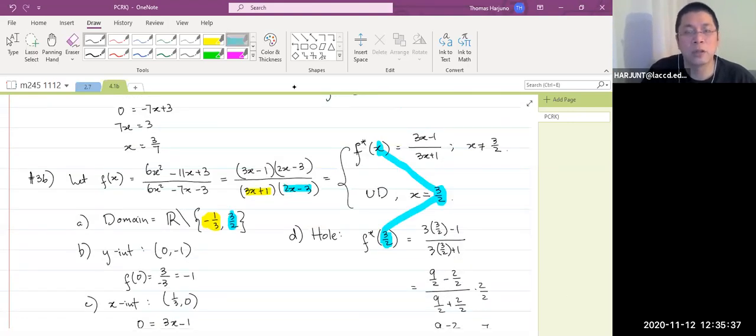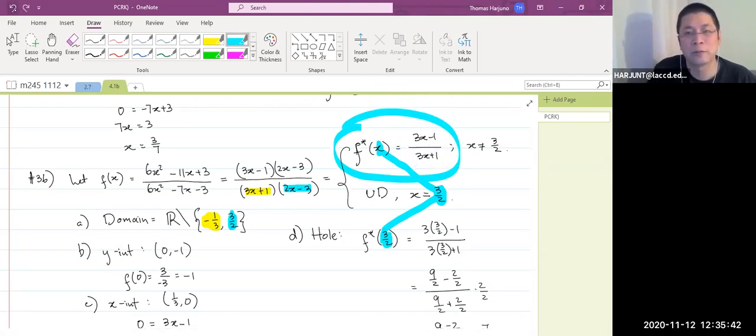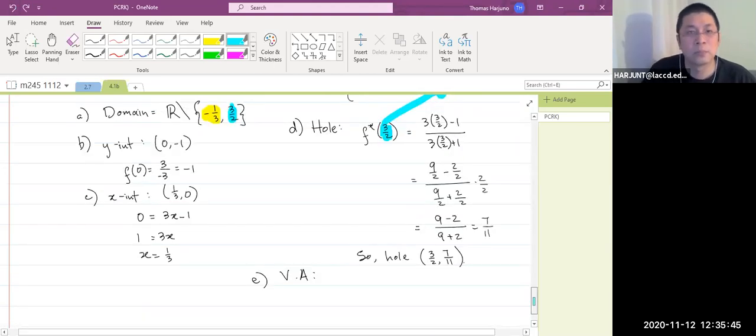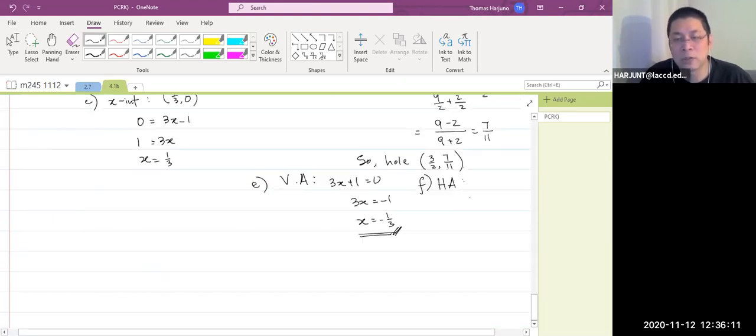Part E, how about the vertical asymptote? Look at the simplified form. x equals the zero of the denominator. So 3x plus 1 equals 0, 3x equals -1, x equals -1/3. That's the equation of the vertical asymptote. How about the horizontal asymptote? They have the same degree, both of degree 2. So the horizontal asymptote is given by y equals the leading coefficient over the leading coefficient, which simplifies to y equals 1.